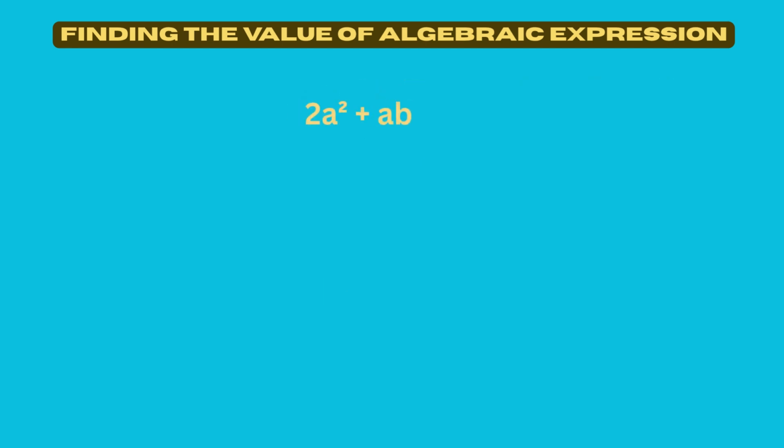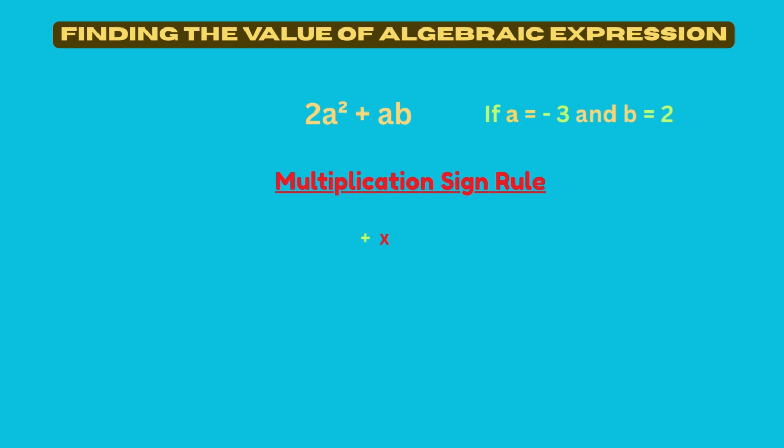Twice a squared plus ab. If a equals minus 3 and b equals 2, we have to find the value of the expression. Before moving forward, let us recall the multiplication sign rules. Positive multiplied by positive is positive. Negative multiplied by negative is positive. Positive multiplied by negative is negative. Negative multiplied by positive is negative.